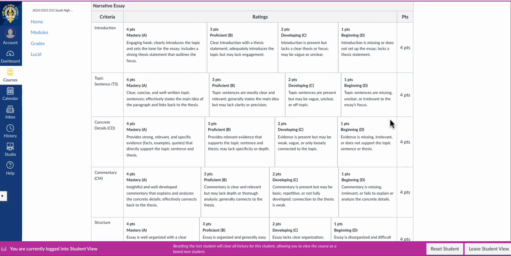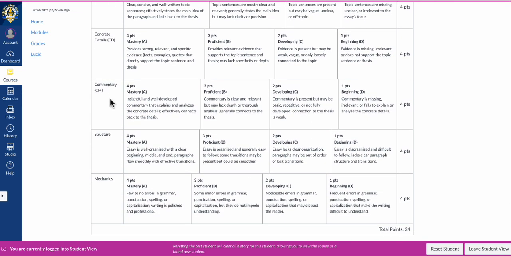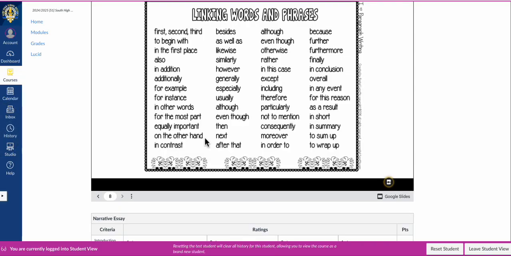Lastly, we'll be grading things on a 4-point rubric. So we'll be grading your introduction, your topic sentences, your concrete details, your commentaries, and the structure. Again, is there a good beginning, middle, and end? We might call this a good plot. And then your grammar and mechanics. One last thing I'd like to show you is what good writing looks like.